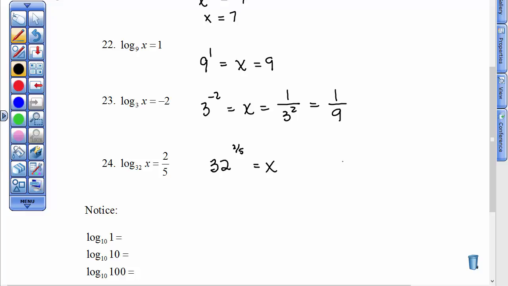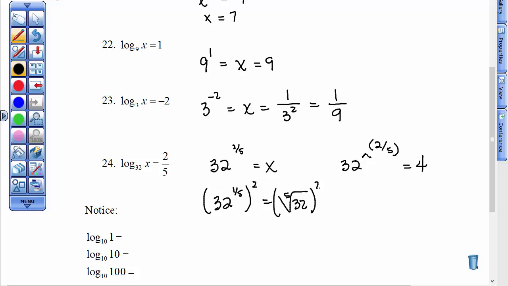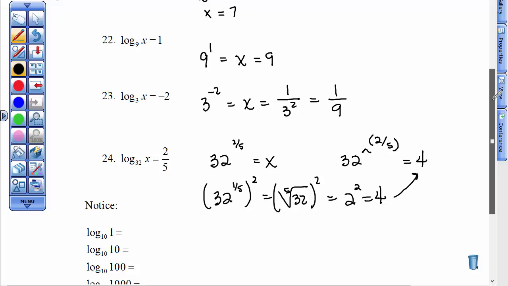Here, 32 to the 2/5 power is your answer for x. So if you're going to do this on your calculator, you're going to have to go 32, hit that caret key, and open the parentheses, really, really important, 2 divided by 5, and close parentheses. And I believe it should give us an answer of 4, because 32 to the 2/5 power also means 32 to the 1/5 squared. And I happen to know that the 5th root of 32 is 2, and 2 squared is 4.